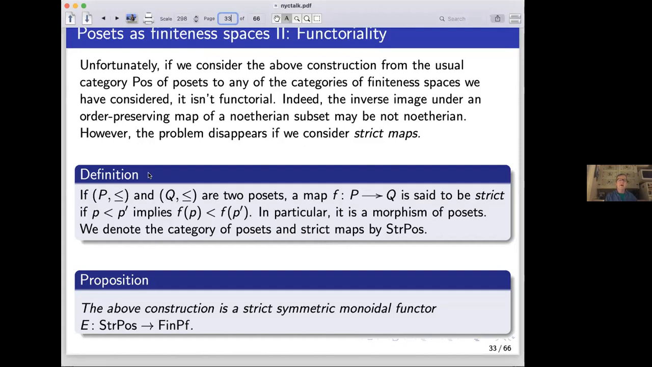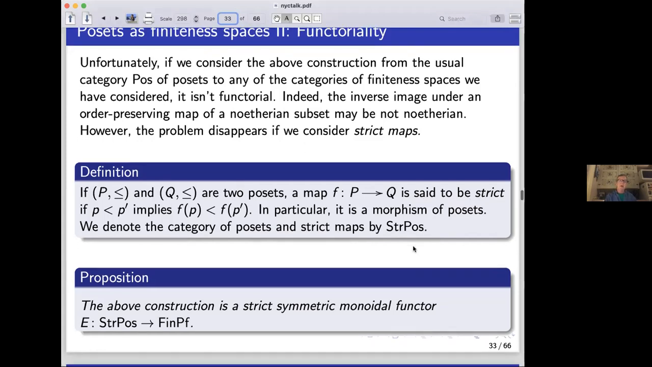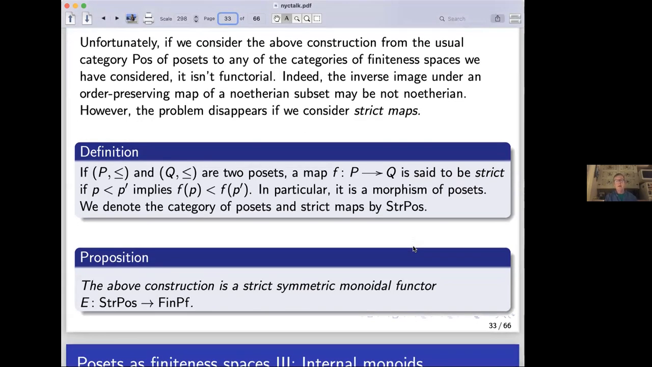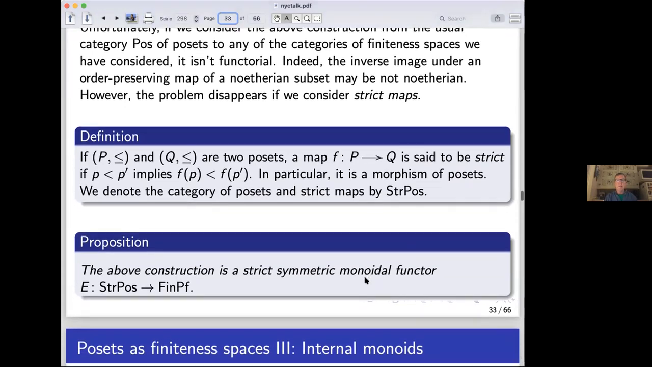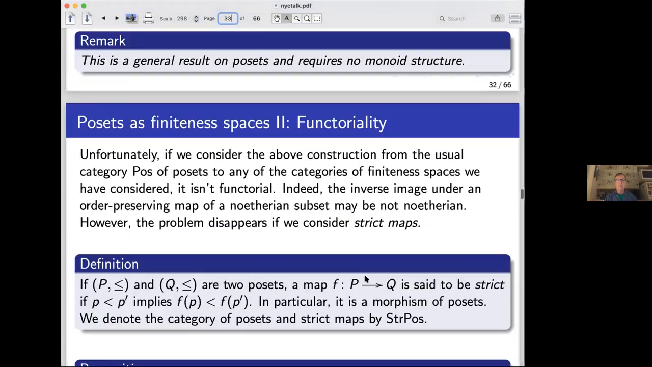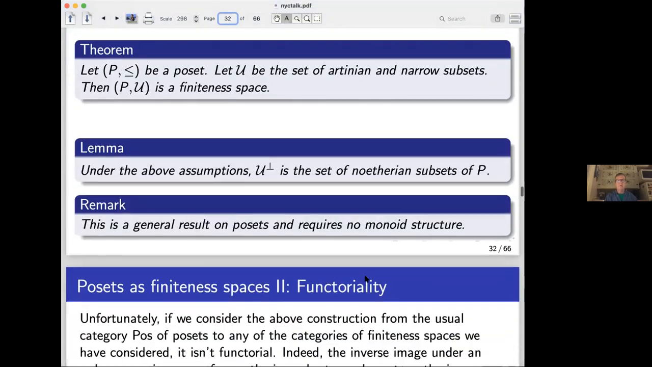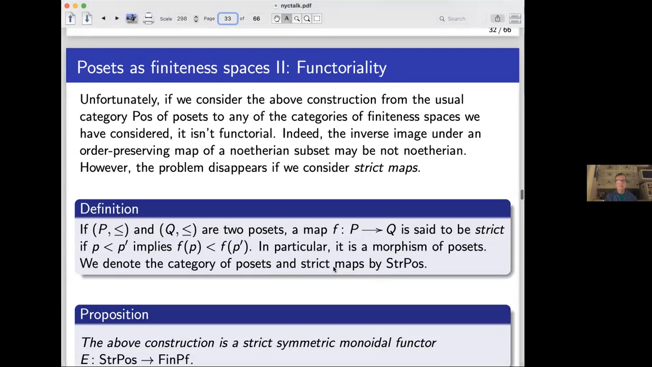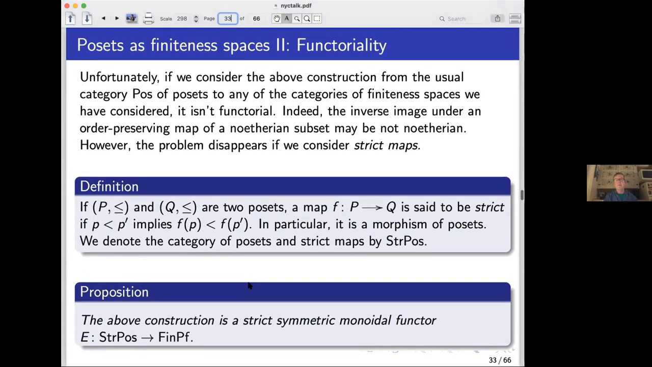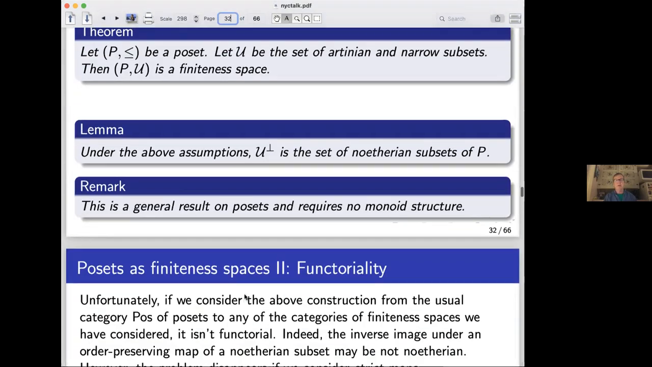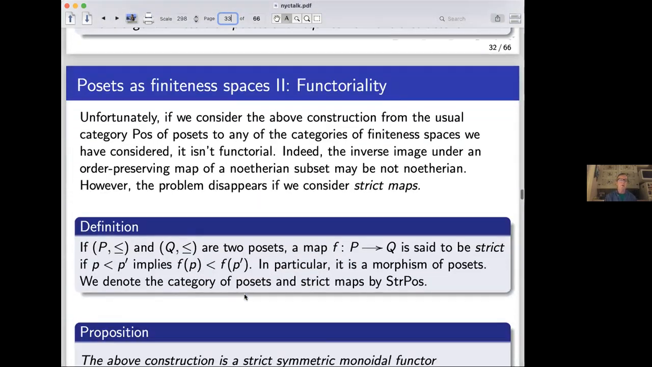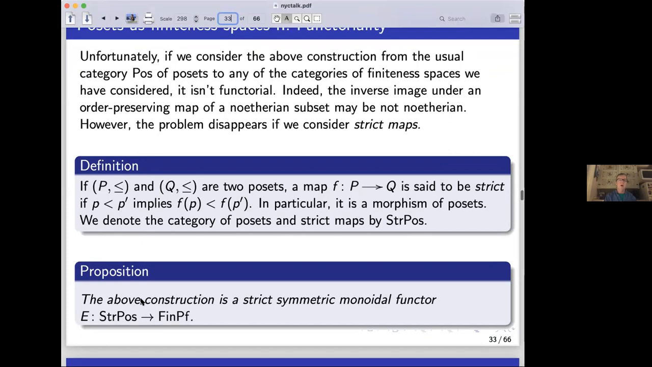So we'll say that if P and Q are posets, a map between them is strict if it preserves strict inequality. And that's a category. And so this functor E, this operation E, which I didn't call E up above here, which takes a poset to the corresponding finiteness space, is a strict symmetric monoidal functor.